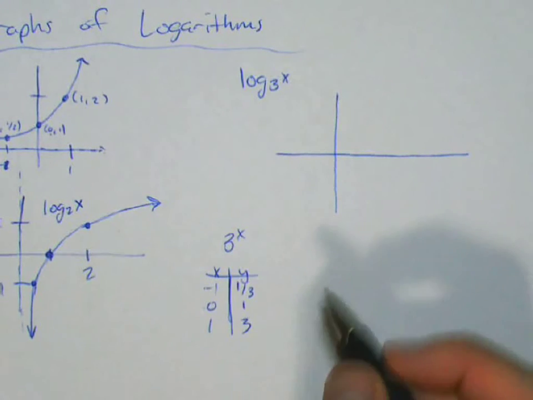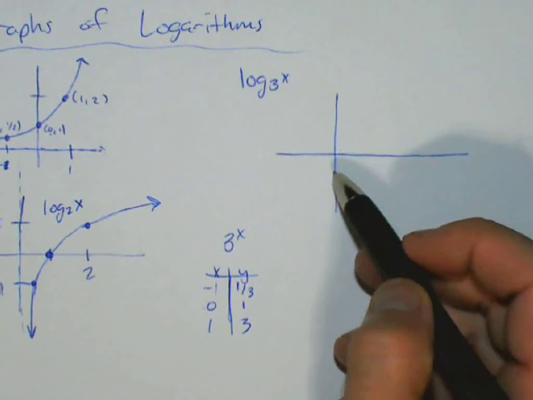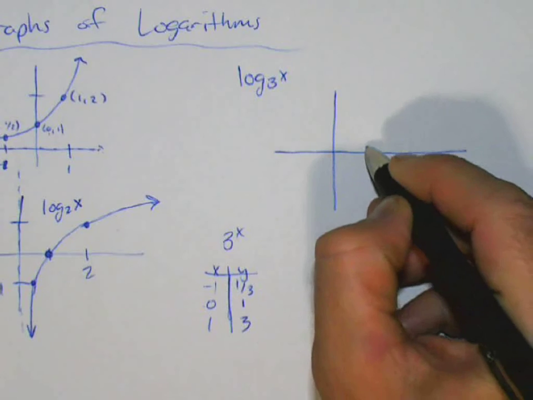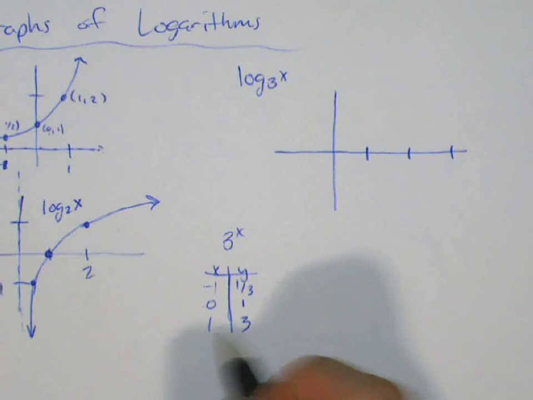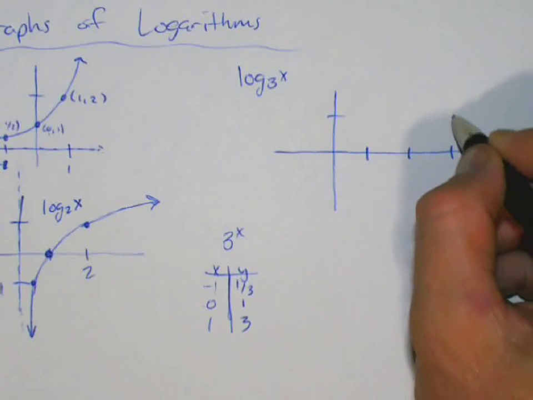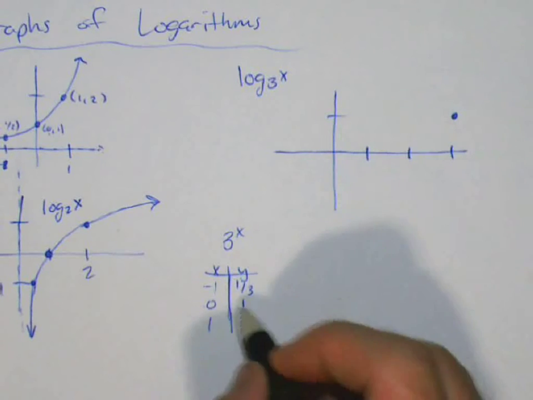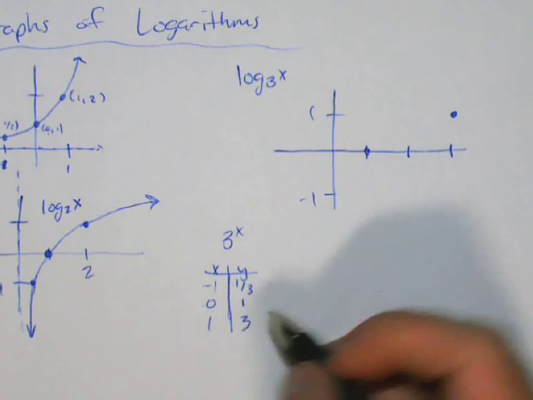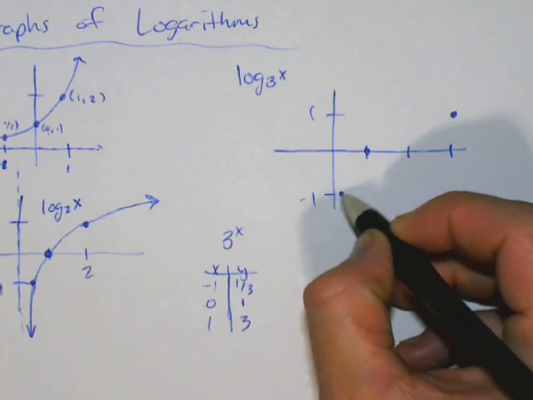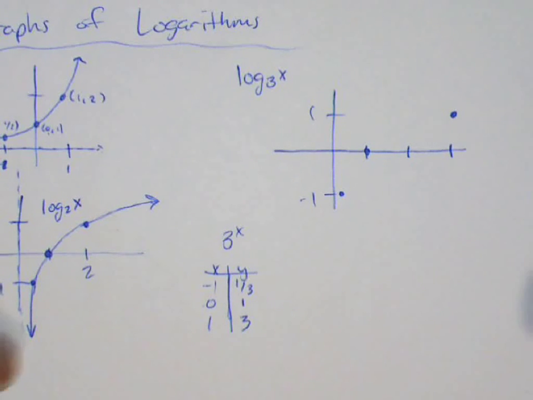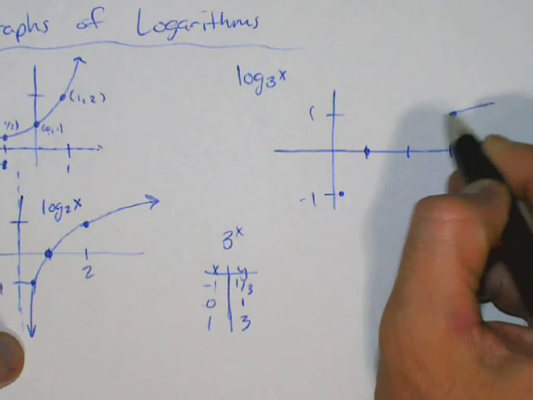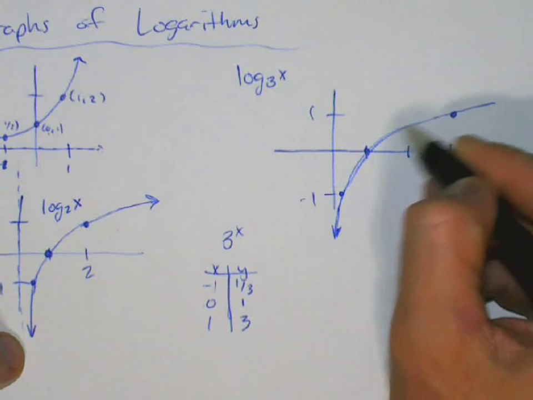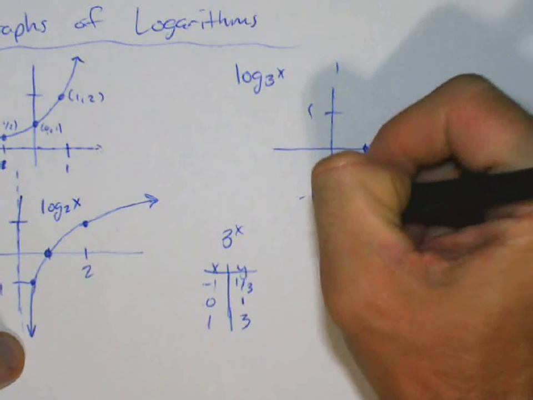Well, on the logarithmic graph, it's just the switching of the x and y's. So I can say, okay, the point (1, 3) should be the point (3, 1). The point (0, 1) should be the point (1, 0). And the point (-1, 1/3) should be (1/3, -1). Most of the other points just don't even fit on my graph anymore. But again, you notice this same basic shape for a logarithmic function, and we have our vertical asymptote still as a guideline.